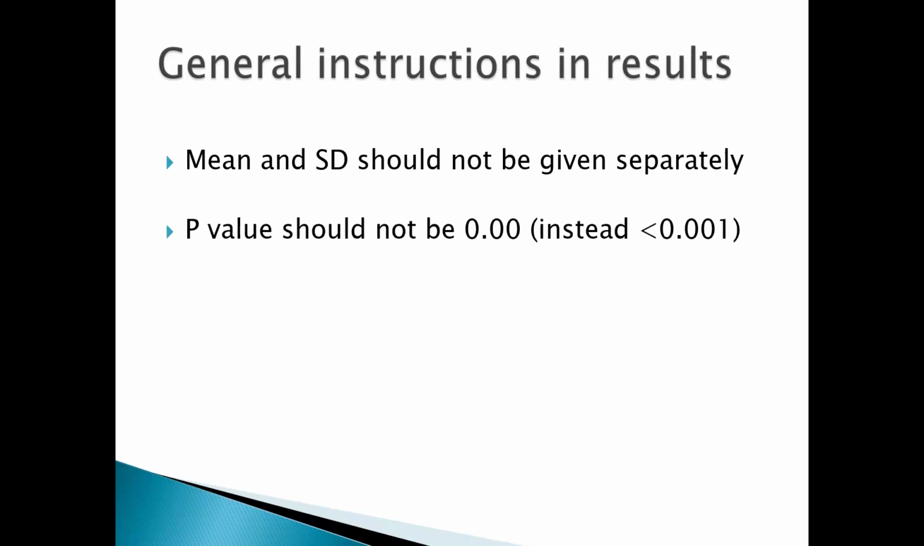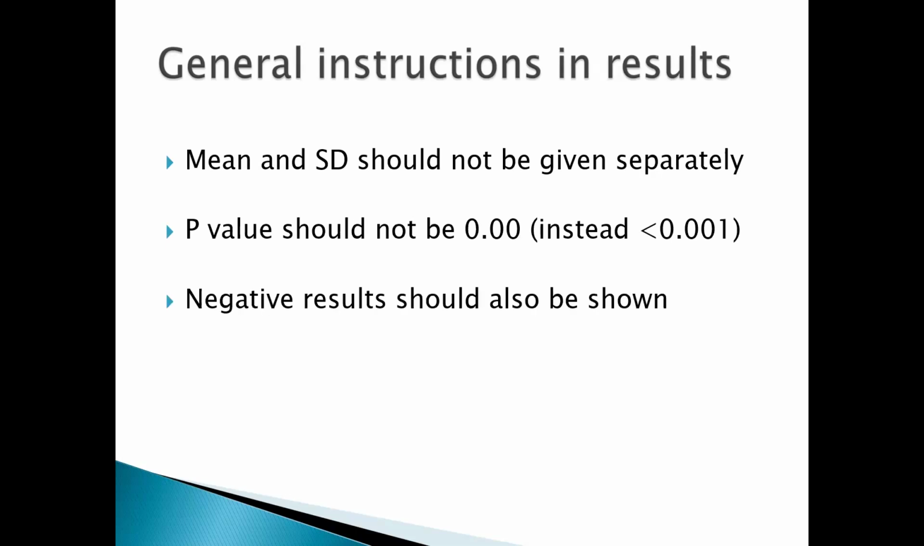And the p-value: when you do statistical analysis, you may get 0, but you need to remember that there can't be a p-value of 0. So when you get 0.00 or something like that, use something like less than 0.001 instead of saying the p-value is 0.00.